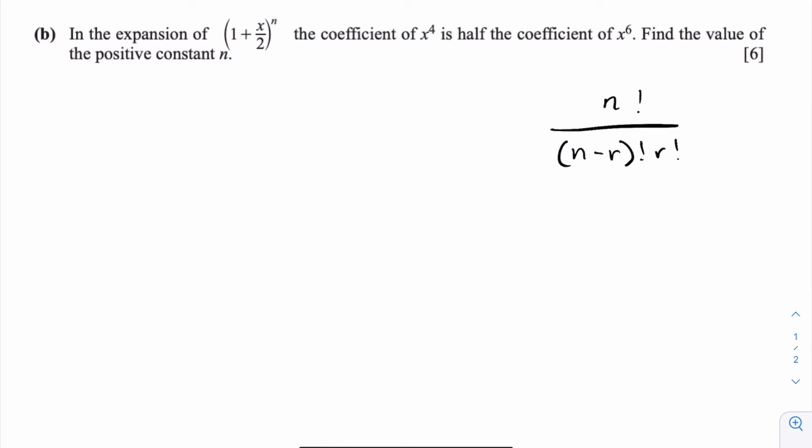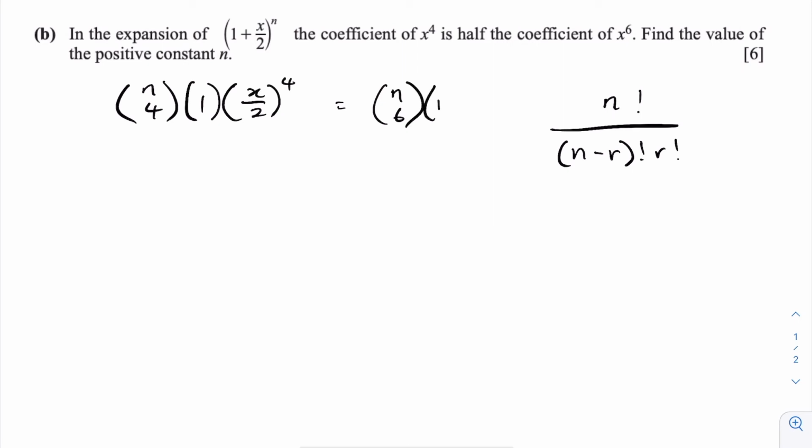So that means that n choose 4 times 1 to the power, well, it would be 1 to the power of n minus 4 if we use the binomial theorem, but 1 to the power of anything gives us 1. So let's just leave it as 1. And then x over 2 to the power of 4. This will give us a coefficient of x^4, which is equal to n choose 6, because that will identify the power of 6, times 1 times x over 2 to the power of 6.